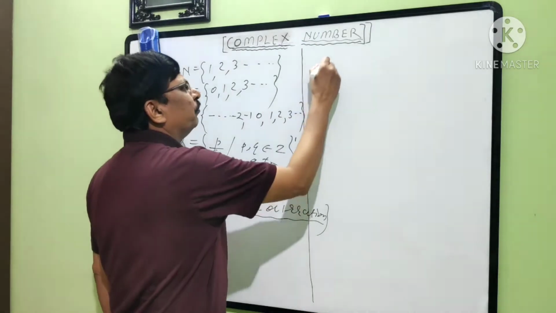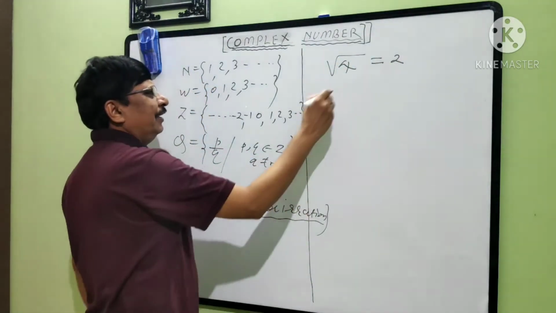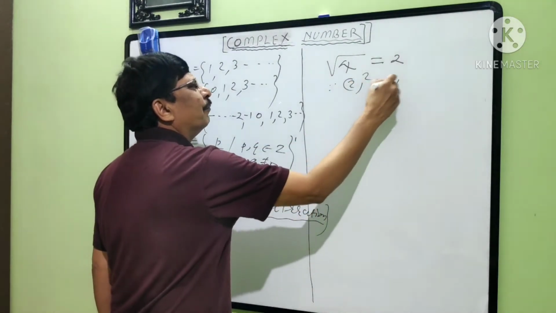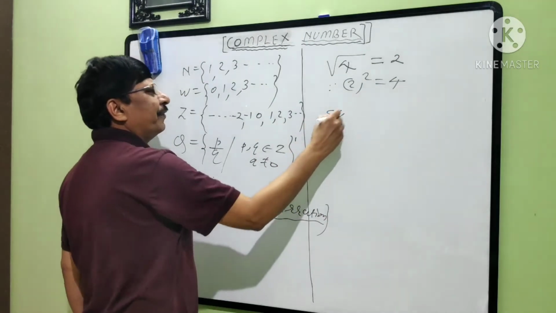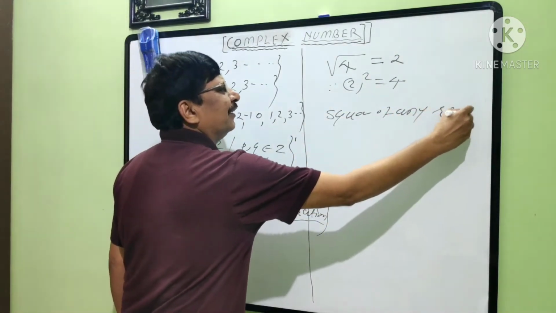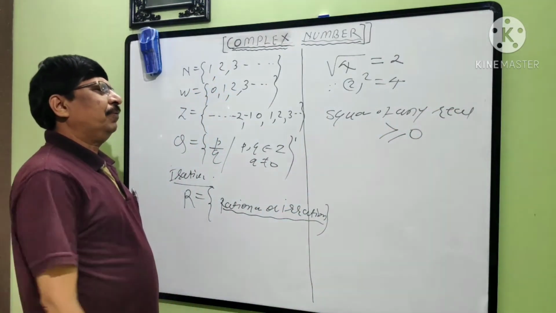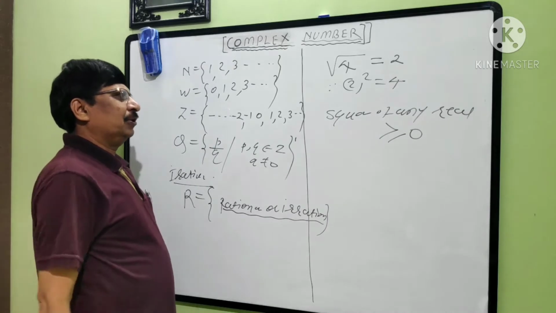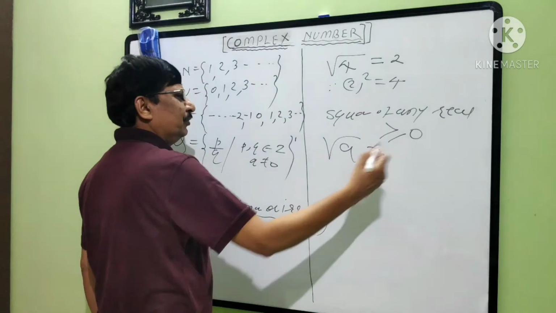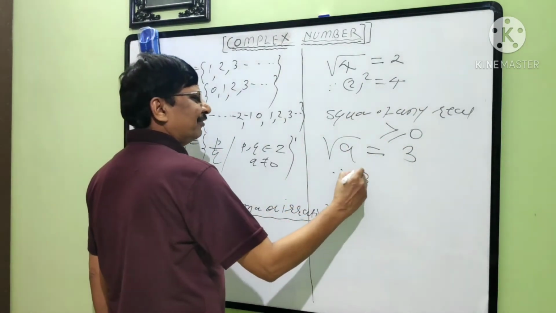Now suppose you want to find root 4. Root 4 is 2, because 2 square is 4. But the square of any real number is greater than or equal to 0, meaning positive or 0. Now root 9 is 3, since 3 square is 9.